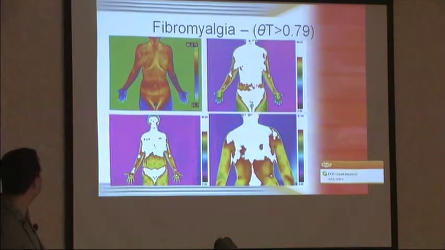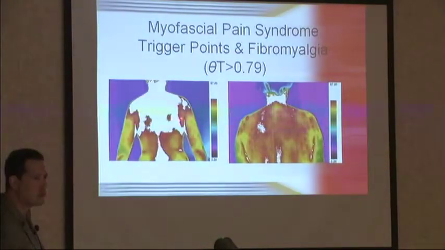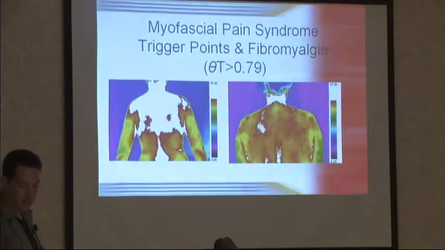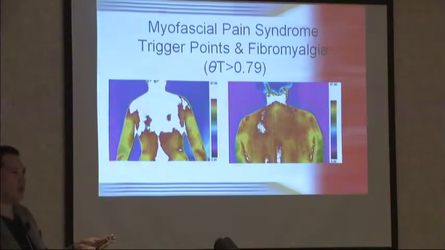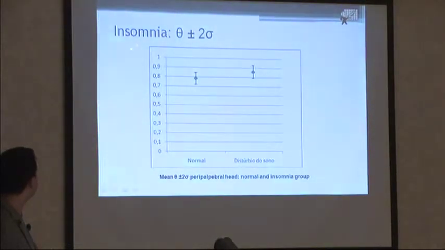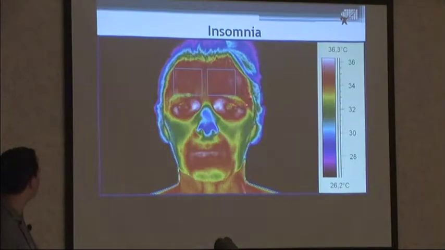So it's much easier. So this is fibromyalgia, and this is trigger point with facial pain. Sure, sometimes you have true disease, but you have this pattern associated with trigger points. Okay. So we are talking about automated diagnosis here. We have a good significant level for isotherm, but not so much for delta T or a dimension of temperature. High sensitivity, specificity.